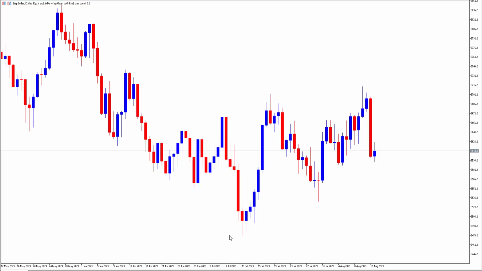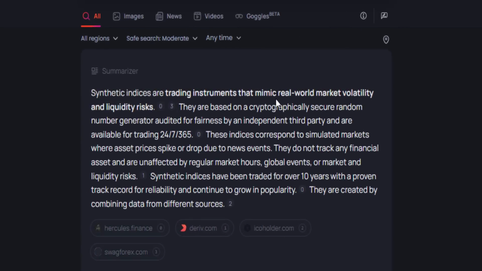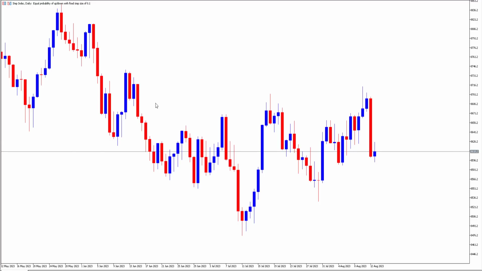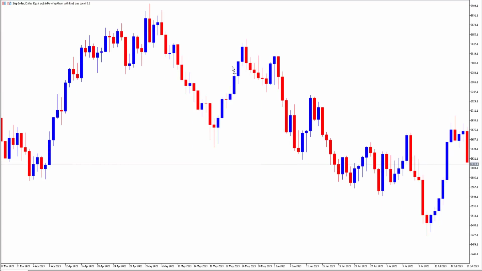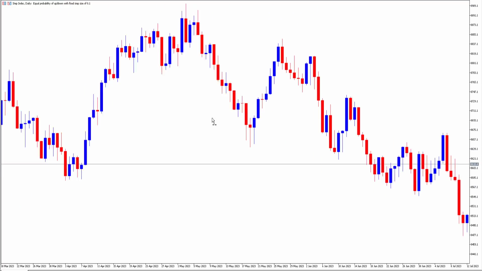For those of you who don't know what synthetic indices are, if you've ever heard of step index, volatility index, boom and crash, all these are classes of synthetic indices, and they are basically trading instruments that mimic real world market volatility and liquidity risks. So they have pretty much similar price delivery with your currencies, with your cryptocurrencies, or even the stock market. So almost every ICT concept you've ever learned from my YouTube channel can be applied to these assets.